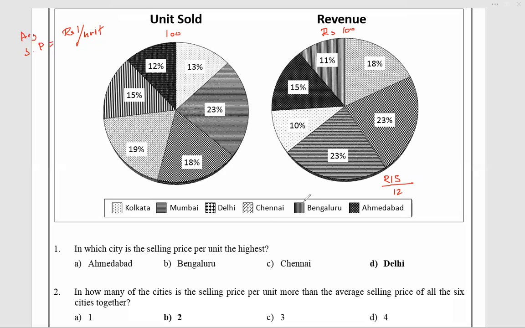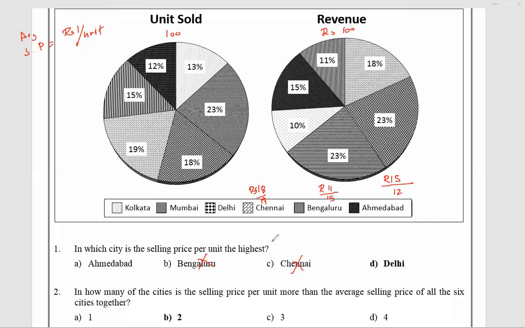Next is Bengaluru. 11 rupees earned by selling 15 units. 11 by 15. And I can very well see this is less than 1. So first of all, Bengaluru cannot be the answer. Chennai, 19 units. By selling them, you are getting 18 rupees. 18 by 19. 18 rupees per 19 units. Again less than 1. Cannot be the answer.